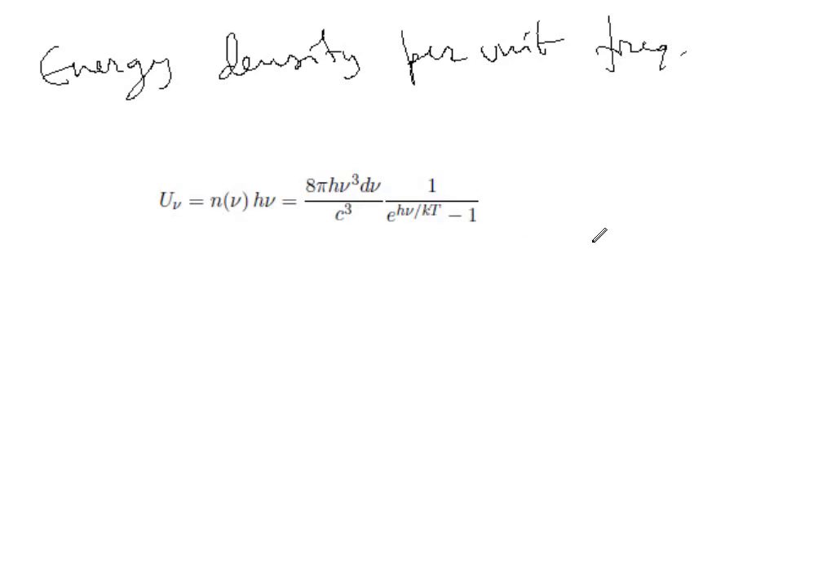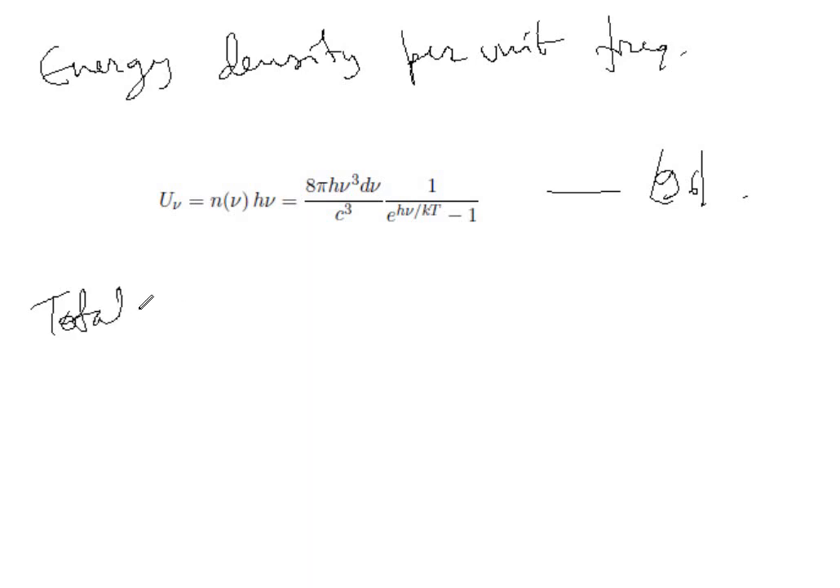So what about the energy density? The energy density per unit frequency is then given by this relation, U_nu equal to N_nu h nu, and this is equation 96. Fine. So this was the energy density per unit frequency.